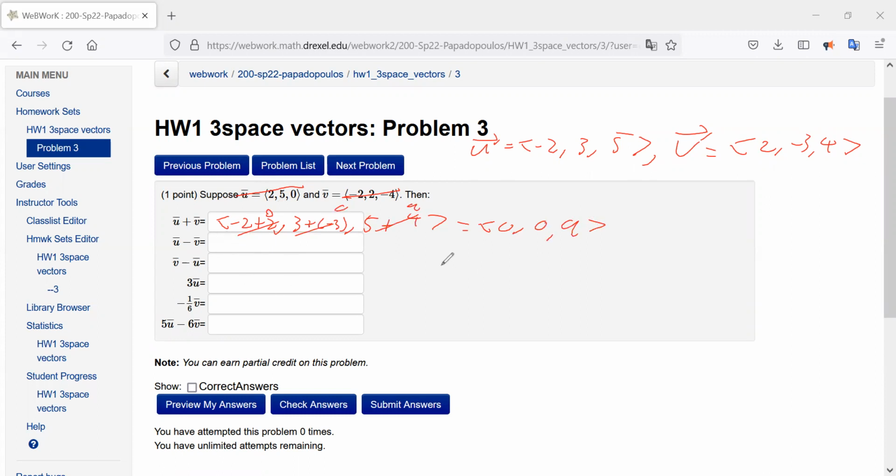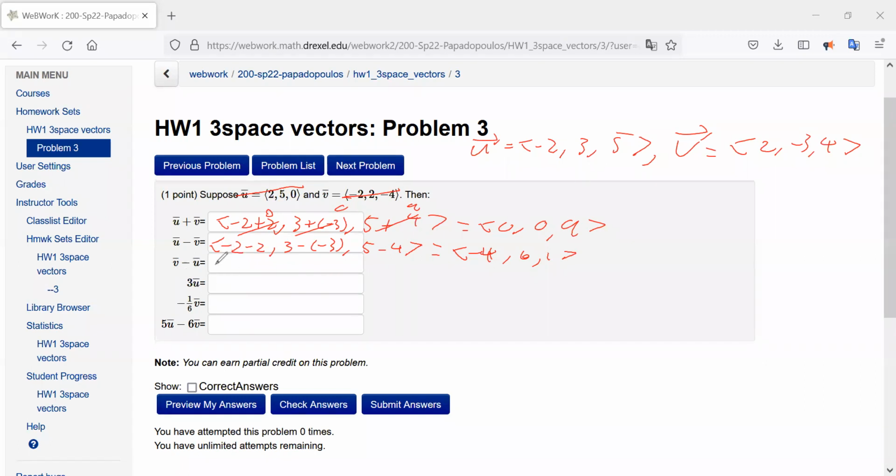U minus v is the same basic idea, but so we have u minus v, and of course now the order matters, where the order didn't really matter. So we have negative 2 minus 2, 3 minus negative 3, and then 5 minus 4. So this is going to become negative 4 in the x direction, positive 6 in the y direction, and 1 in the z direction.